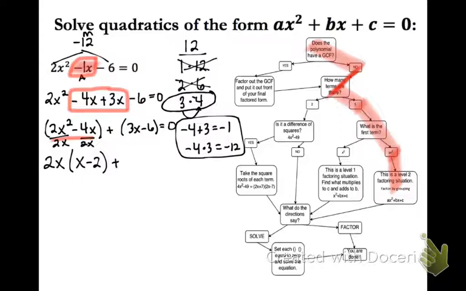Likewise, in my second parenthesis here, we're going to pull out a GCF. In this case, it is just 3. So divide 3x by 3, we get x. Divide negative 6 by 3, we get negative 2.